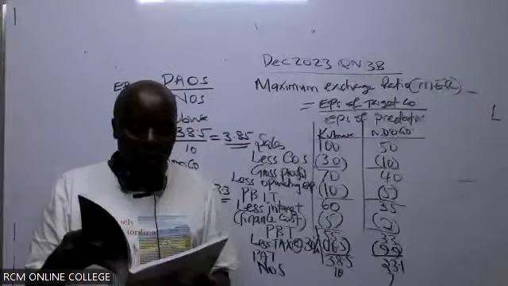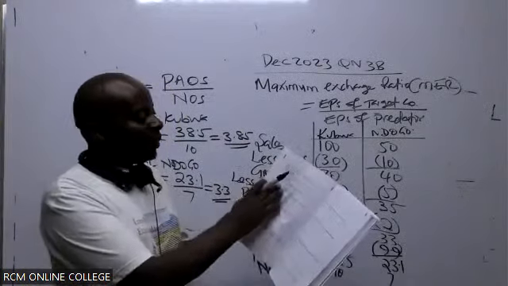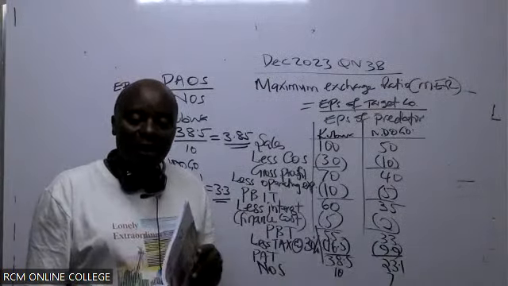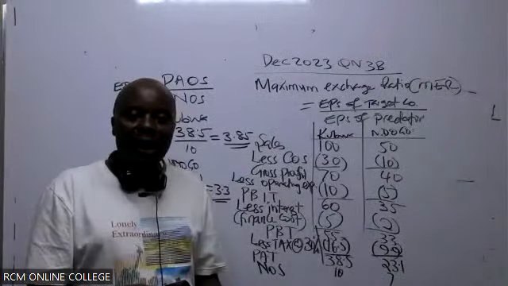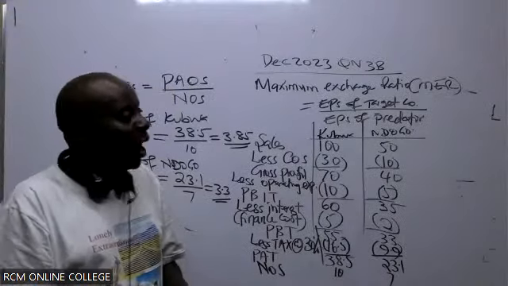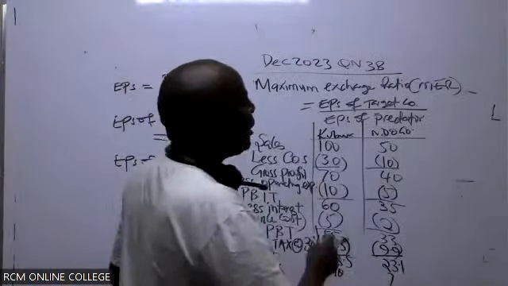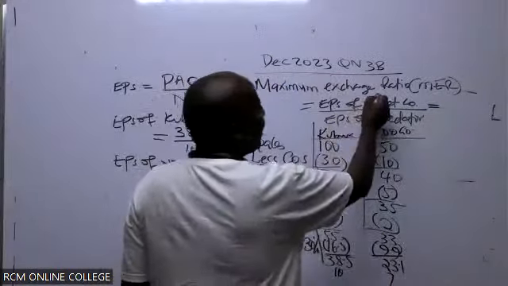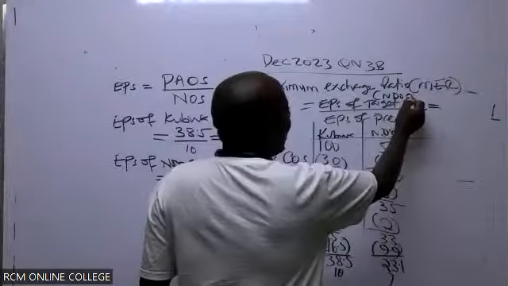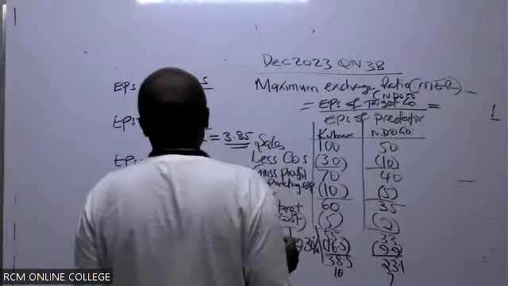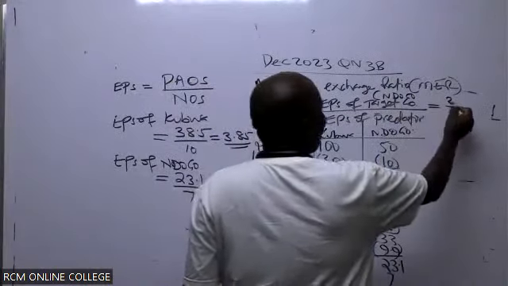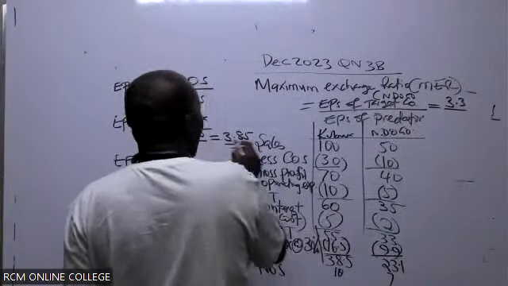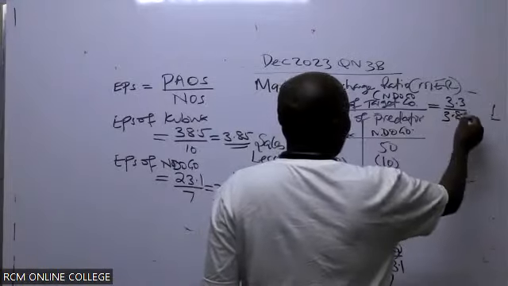Like in this question, ladies and gentlemen, we were told from the beginning that Kubwa Limited is considering acquiring Ndogo Limited. So Kubwa becomes what here? The predator, the swallower, the buyer. Then EPS of the targeted company, are you able to see it? This is Ndogo. You have EPS of Ndogo, which is 3.3, all over EPS of the predator, which is Kubwa, which is 3.85.